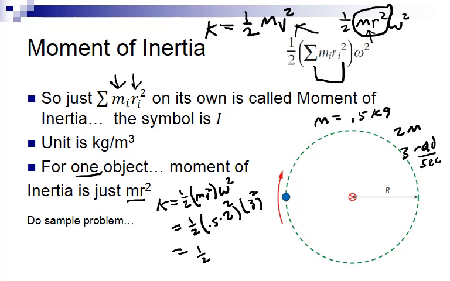So we're left with 1/2 times, that comes out to be 2 times 9. And then we end up with 9 joules. Okay. So that's the kinetic energy of this object as it goes around.